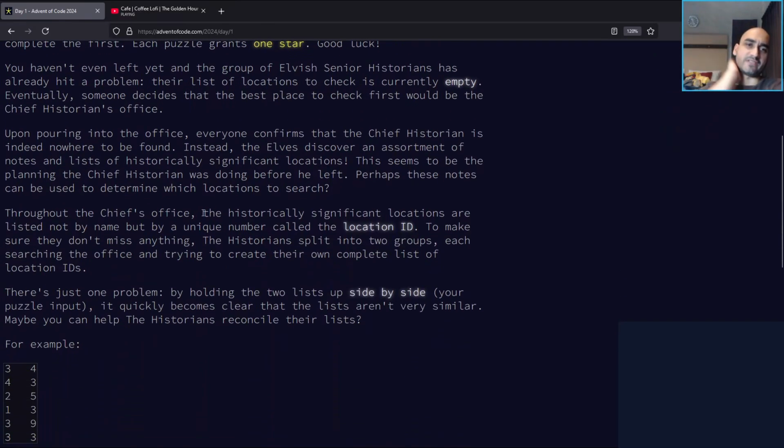You haven't even left yet, and the group of elvish senior historians has already hit a problem. Their list of locations to check is currently empty. Eventually, someone decides that the best place to check first would be the chief historian's office. Upon pouring into the office, everyone confirms that the chief historian is indeed nowhere to be found. Instead, the elves discover an assortment of notes and lists of historically significant locations. This seems to be the planning the chief historian was doing before he left. Perhaps these notes can be used to determine which locations to search?